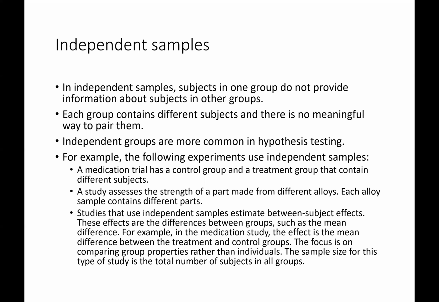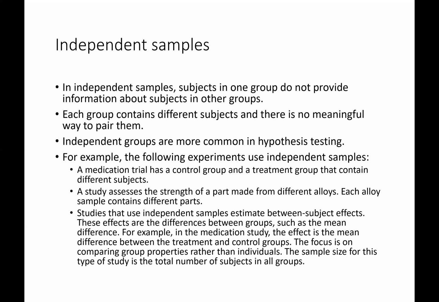Okay, so what makes two samples independent? Subjects in one group do not provide information about subjects in other groups. Each group contains different subjects and there's no meaningful way to pair them. Independent groups are more common in hypothesis testing. For example, a medication trial has a control group and a treatment group that contain different subjects. A study assesses the strength of a part made from different alloys. Each alloy sample contains different parts.